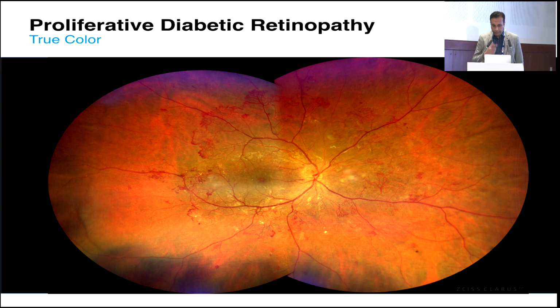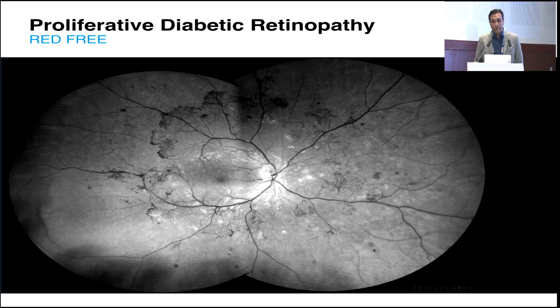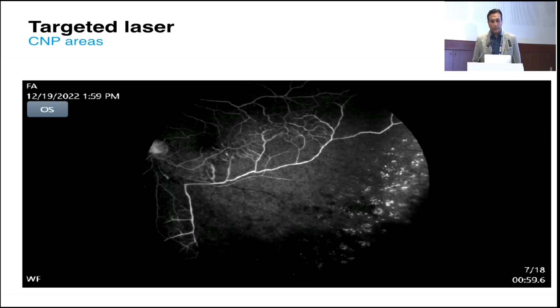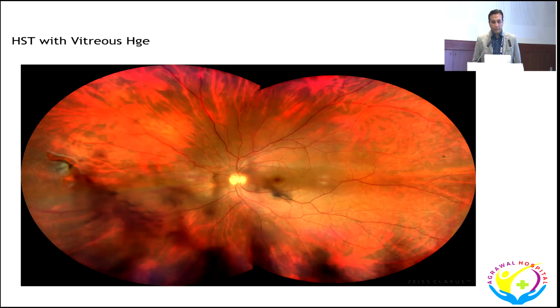Here you can see the 200-degree view of this system and the fanning of vessels, which is more clear without even an angiography on the red-free photograph, and you can see all around a florid neovascularization on this image. And again, a targeted approach is very helpful rather than barraging the whole retina and limiting the field of view of the patient. So these photographs, what I'm showing you, are all undilated photographs.